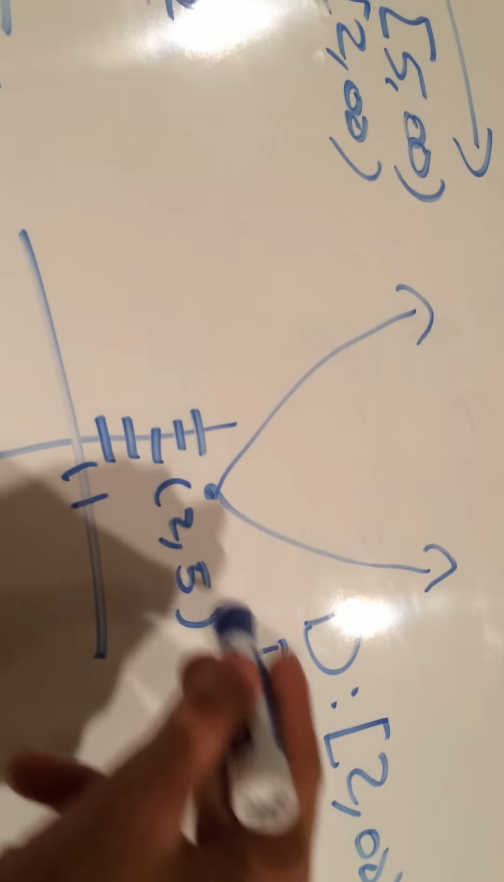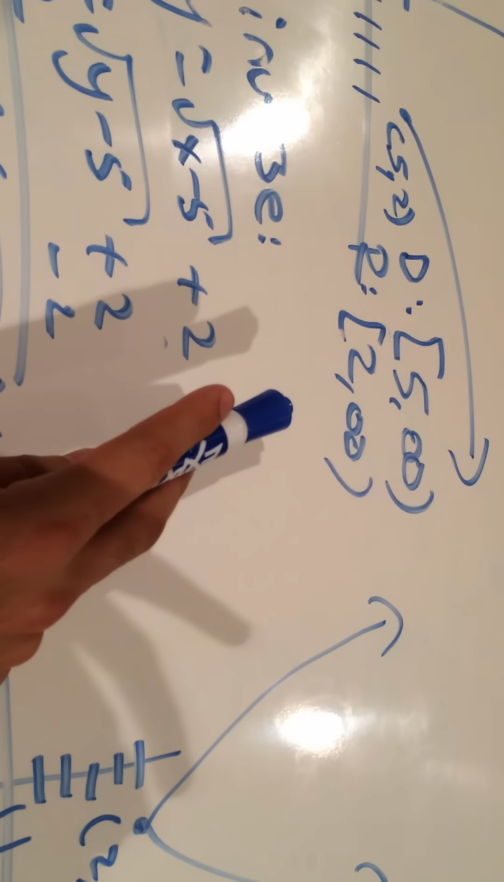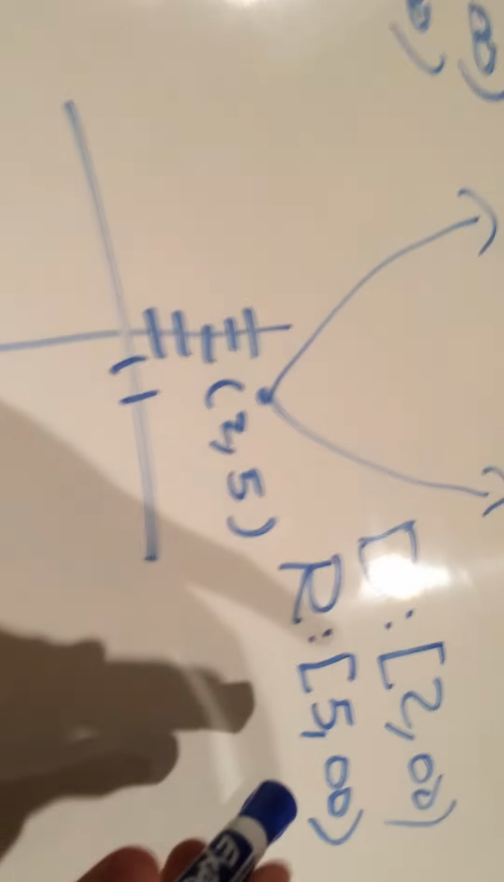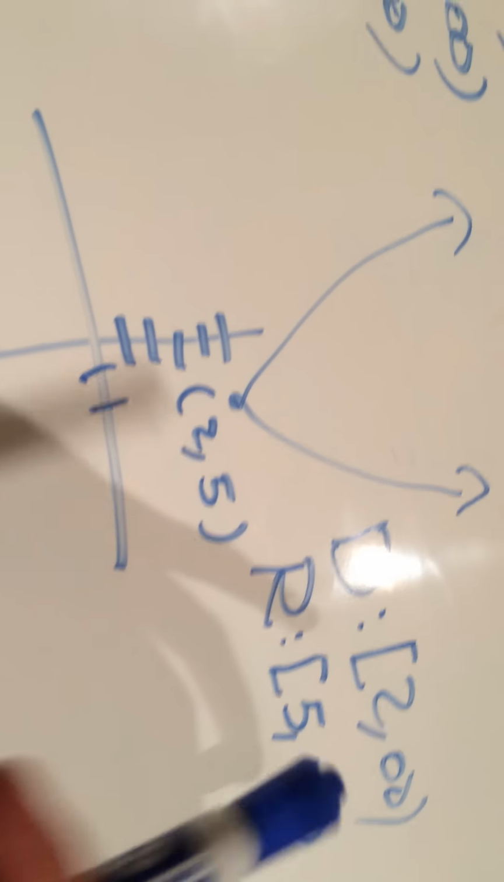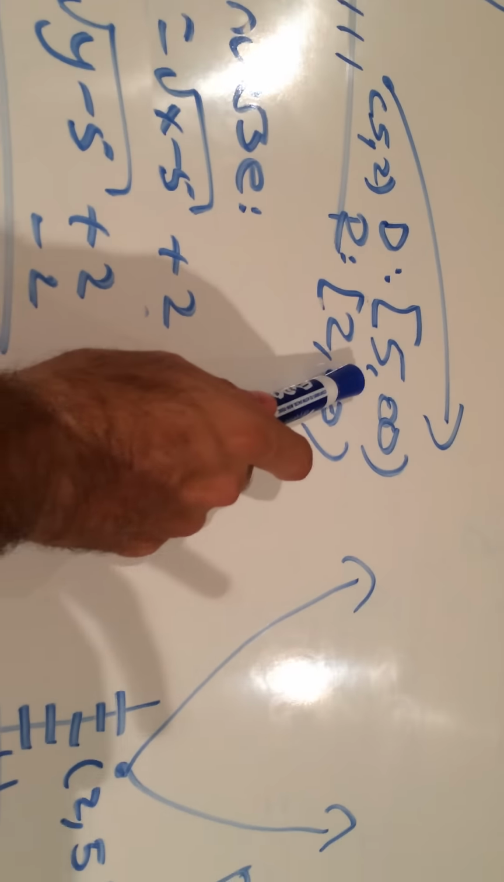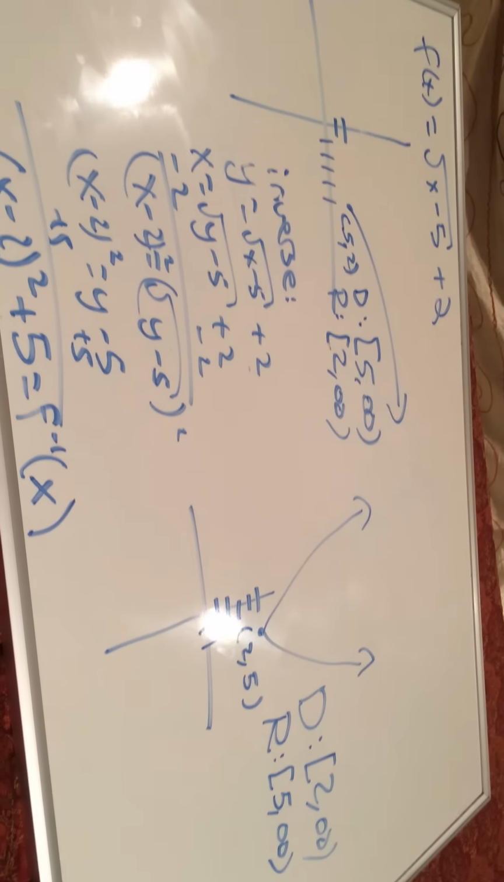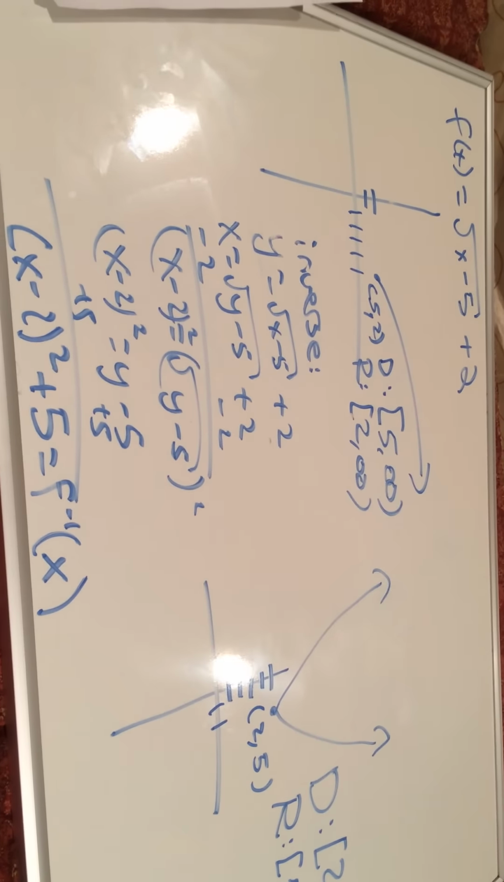The domain of this parabola is 2 to infinity, just like the range of the other one was 2 to infinity. The range of this one is 5 to infinity, and the domain of the other one was 5 to infinity. So we just switched these because they're inverses. Let me zoom out. And with that, let me end the video.